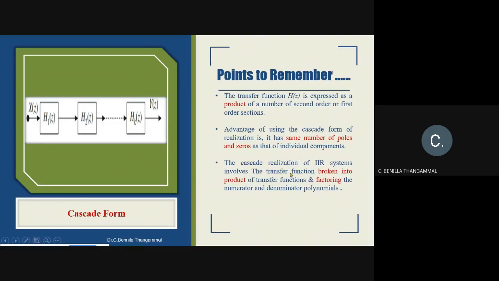As I said earlier, the transfer function will be broken into a product of transfer functions, with factors in the denominator and numerator polynomials. Normally the polynomials will be of first order. Maximum it should be of first order. If it is not possible to factorize, then we go for second order polynomials.